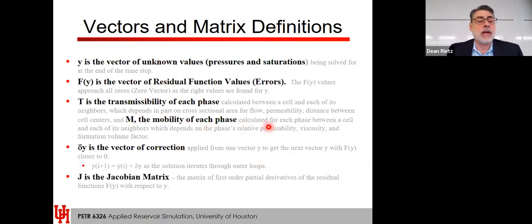M is the mobility of each phase, and I'll show you the equations for mobility. And then delta y is the vector of correction. It's applied from one vector y to get to the next vector, and as you get closer. And then J is the Jacobian matrix, the matrix of first order partial derivatives of the residual functions Fy with respect to y. So we're going to create a Jacobian. We're going to solve for that. And then we use that and come up with the actual values of pressure. Then we're going to see if we're in tolerance. If we are, we move on. If not, we resolve.